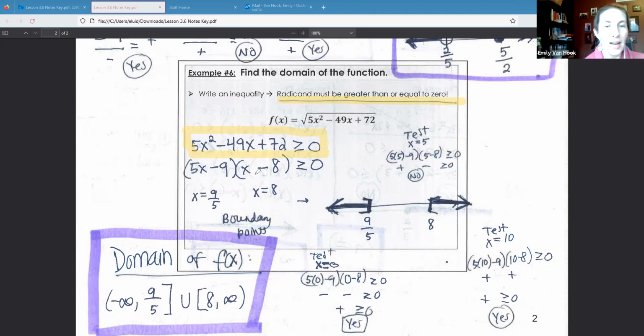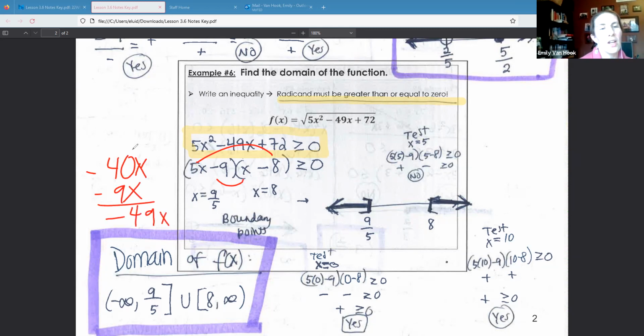You can do 5x and x for your first terms. And then the factors of 72 that end up working are -9 and -8. Just remember, you can check using FOIL. The outer and inner terms for this one end up being minus 40x, so 5 times 8, 40. And then the inside terms, minus 9x. That's where you get that minus 49x. So just a little extra factoring challenge.